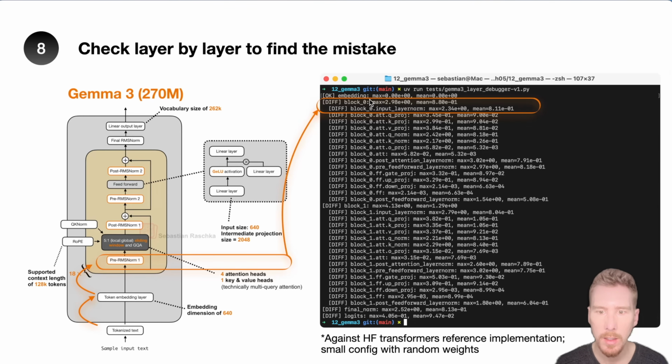But starting in the first block, looking at the input layer norm, it's the first pre-RMSNorm layer here, I already have a deviation. So I can see the mean of this tensor is off by 0.8, and the maximum value, the highest value in both, is off by 2.3. So it's not a huge deviation, but it's quite a noticeable deviation. And this deviation propagates then through the whole network. And that is why I get nonsensical outputs. So the task here now is to find out, why is this not working? Why do I get these different results?